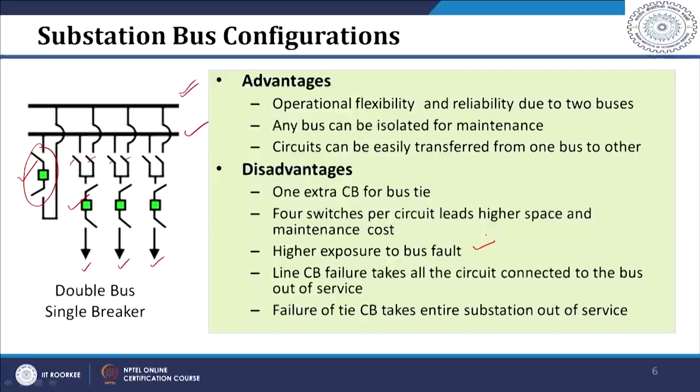In case of failure of line circuit breakers, all the circuits which are connected to this bus need to be taken out of service. This is a disadvantage of this scheme. Then failure of the tie circuit breaker takes the entire substation out of service. So whenever there is a failure of the tie circuit breaker, you need to take the entire substation out of service. This is a disadvantage of this particular scheme, that is the double bus single breaker arrangement.